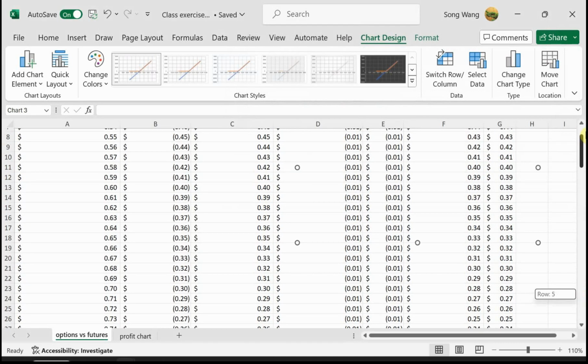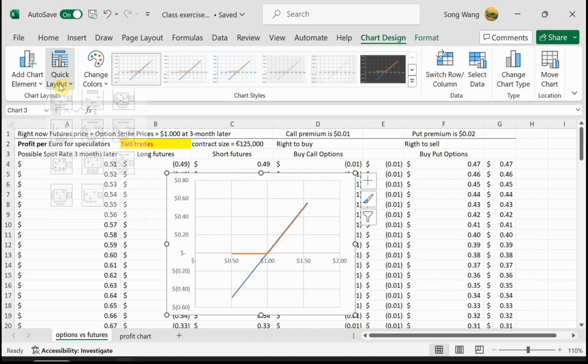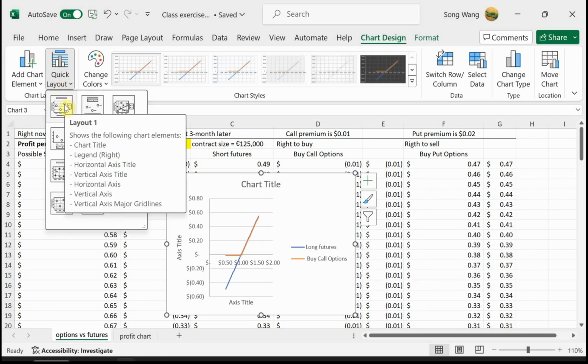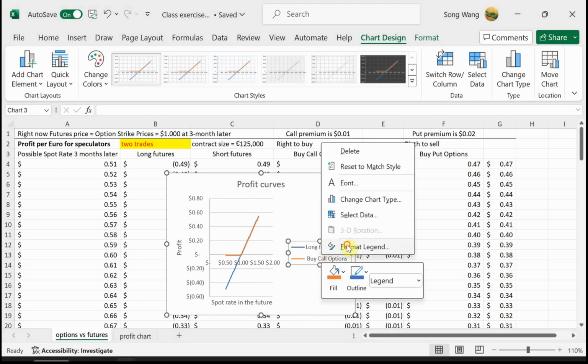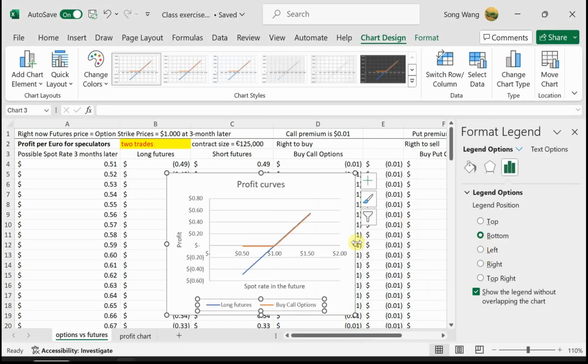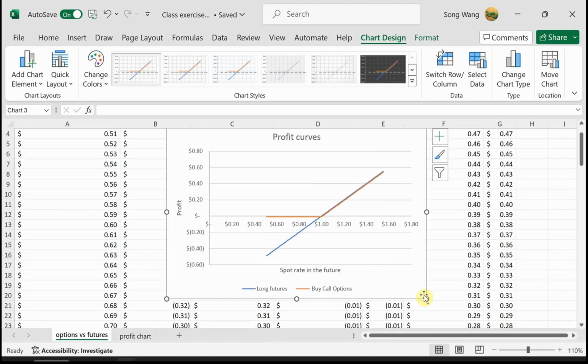And then hit OK. So you can put your chart somewhere and make sure you show this layout. This is named profit curves, and you have profit as the vertical axis, and then spot rate in the future, or the prices in the future. And for the legend, you can just place it down at the bottom, and you can enlarge it to make it a little more presentable.